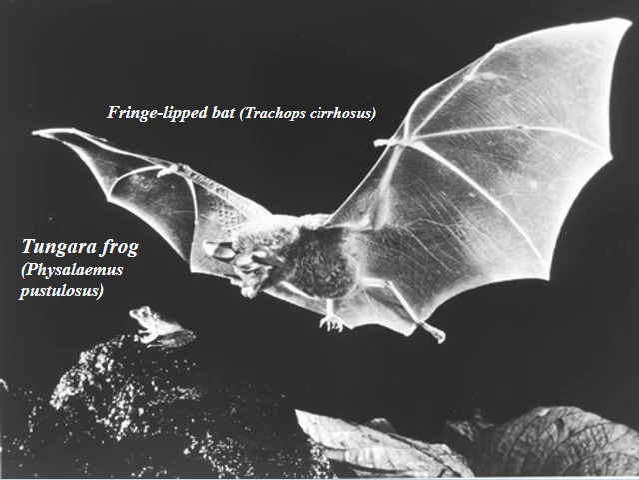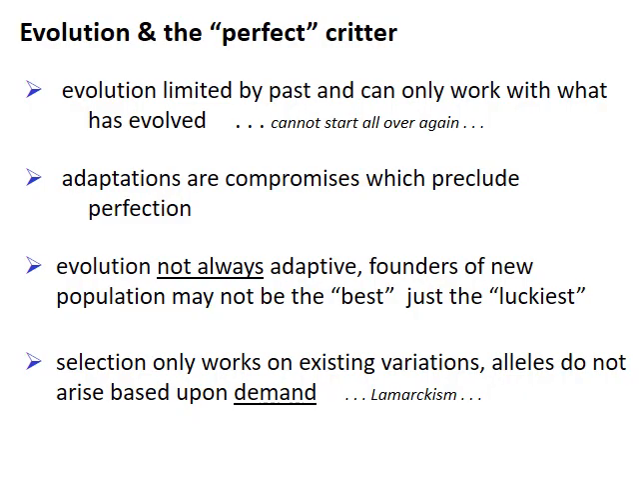As the frogs have learned to call and move, the bats have learned to adapt as well, hopefully, or they go extinct. All right, the perfect critter. You're never going to get that in evolution. Why not? For one thing, you can't start all over again. Evolution is limited by the past.